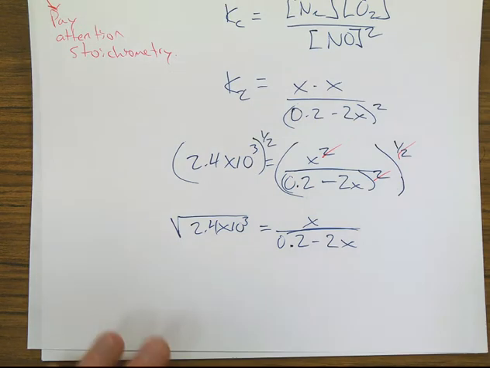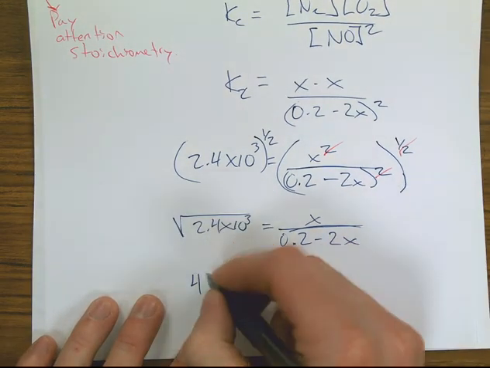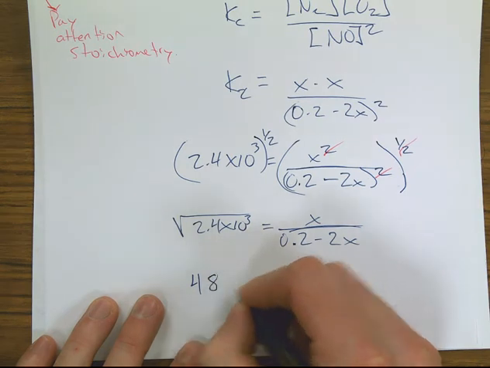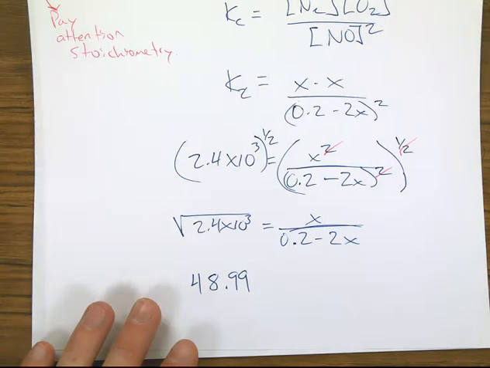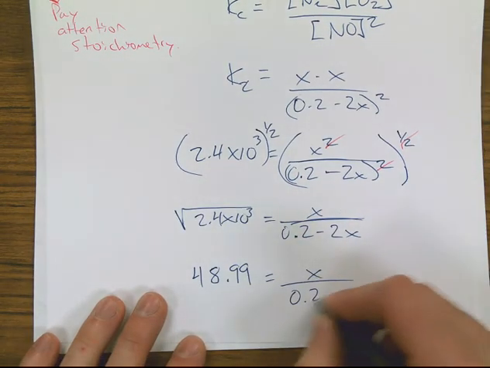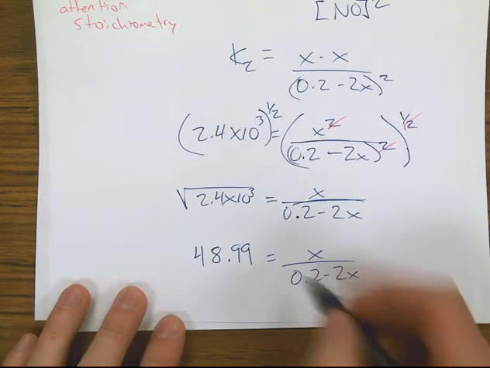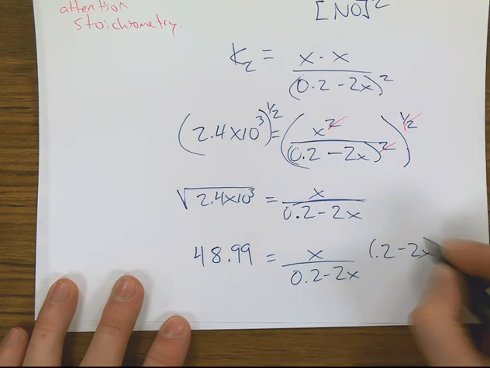And I'm going to try and keep everything essentially to a couple sig figs here. 48.99. Remember, it's only at the end that my sig figs matter. Equals x over 0.2 minus 2x. And I'm going to have to take this to the other side, so I'm going to multiply by 0.2 minus 2x.